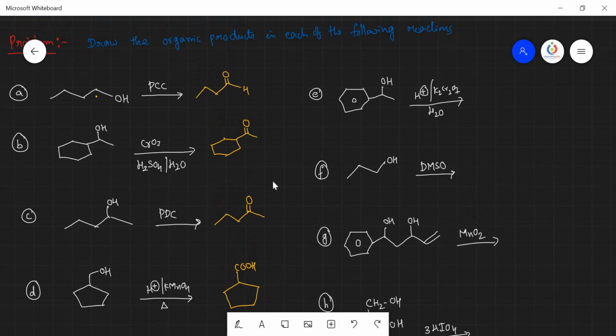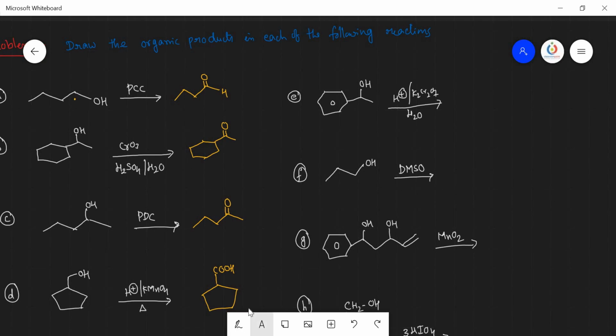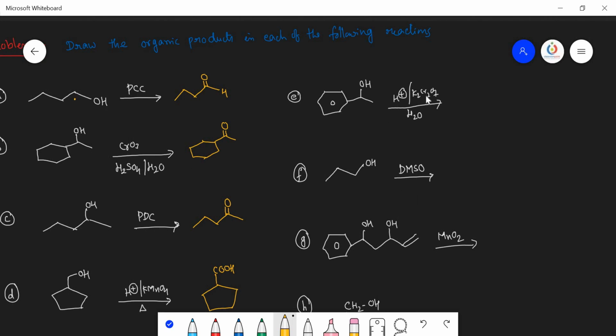COOH. Now here this is also H plus K2Cr2O7, but with a secondary alcohol. H plus KMnO4, K2Cr2O7, CrO3 with H2SO4. These three are the strong oxidizing agents, which convert the primary alcohol ultimately to the carboxylic acid. But a secondary alcohol gives only the ketone, so this is also giving the ketone.